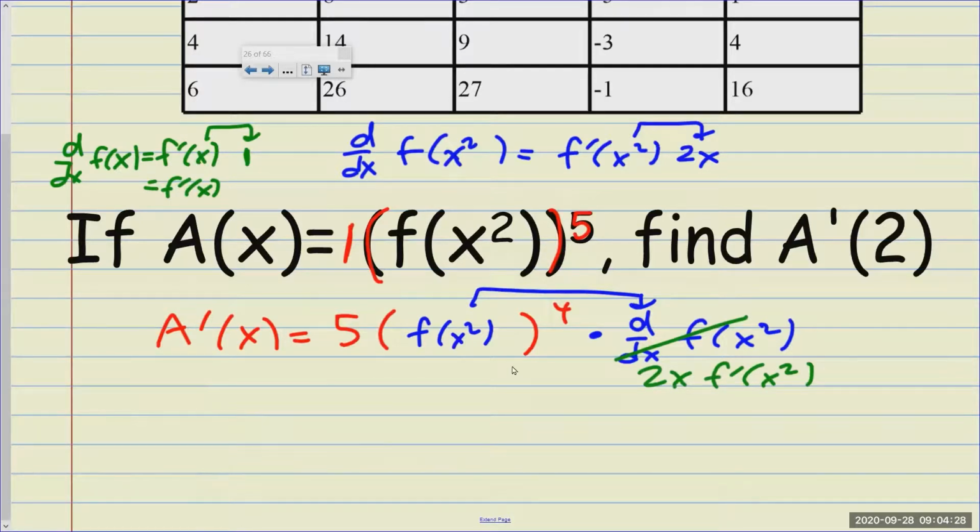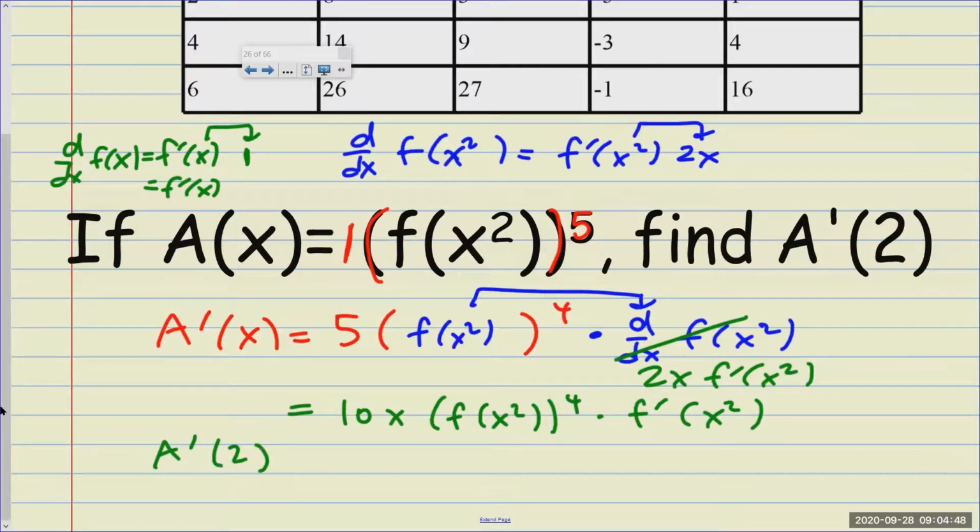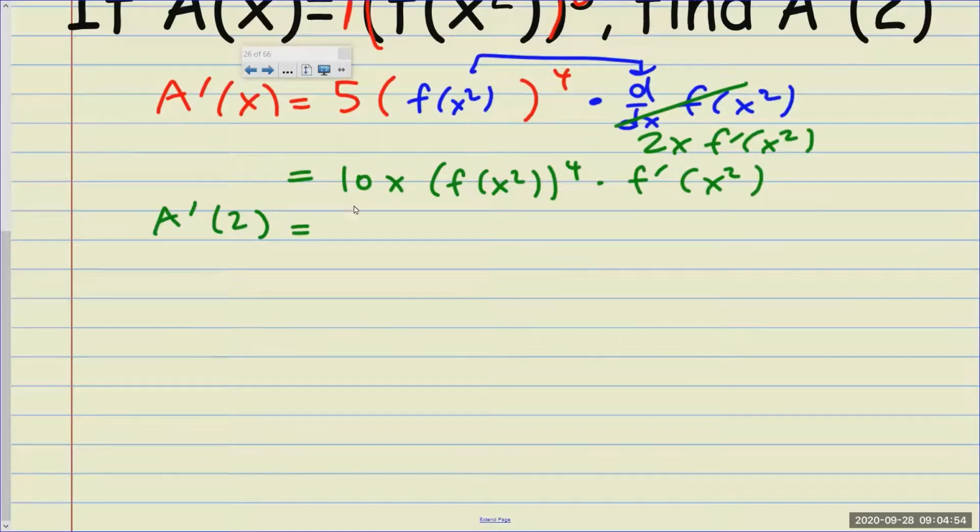Okay? And so what I'm going to do is simplify this. The 5 and the 2x can multiply together. So that's 10x times f of x squared raised to the 4th power times f prime of x squared. Were you able to move it down that far? Now I don't want f prime of x, really. What do I want? F prime of 2. So everywhere there's an x now, plug in 2. So that's 10 times 2, which is 20. F, plug in your 2, which is f of 4, raised to the 4th power, times f prime. If I plugged in 2 here, I get f prime of 4.